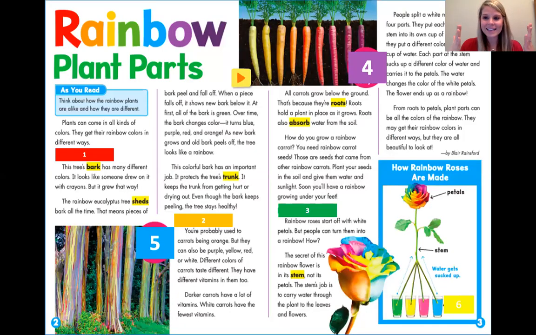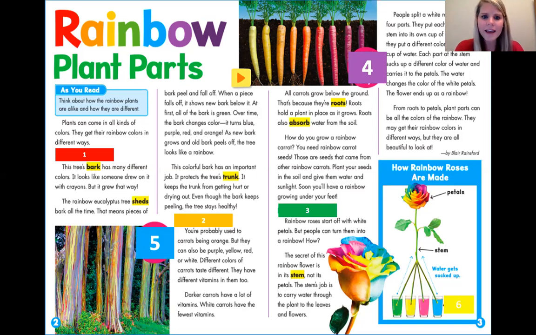All right, so here's the inside of our magazine. And like I said, I took away all the subheadings and I took away the captions just to try to challenge you guys even more. All right, so our big main title or heading at the top of this magazine is called Rainbow Plant Parts. Okay, rainbow plant parts. So we're going to be reading about the different parts. All right, let's go ahead and start reading. Ready? As you read, think about how the rainbow plants are alike and how they are different.